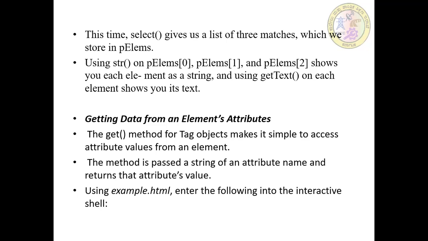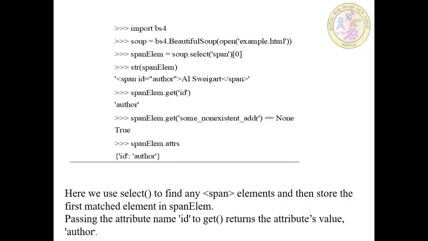Getting data from an element's attributes. The get method for Tag objects makes it simple to access attribute values for an element. The method is passed a string of an attribute name and returns that attribute's value. Using example.html, this code is used. Here we use select to find any span elements and then store the first matched element in spanElem. Passing the attribute name 'id' to get returns the attribute's value, author.